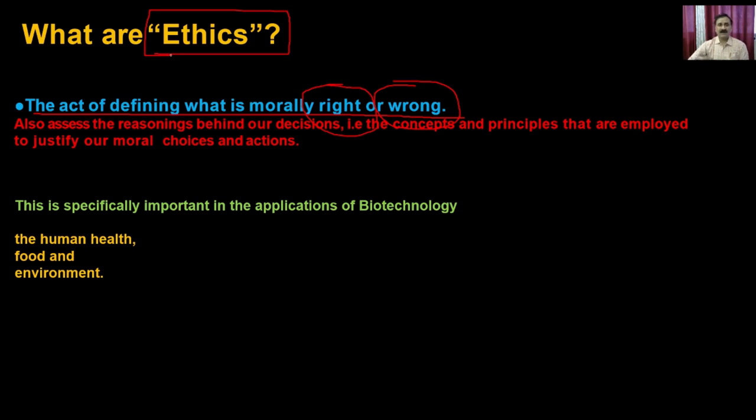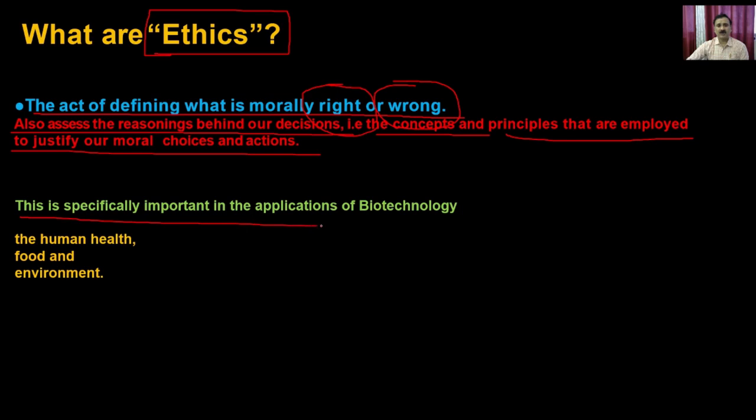That's why there are many parameters that people have designed and conceptualized, so that you can decide what is correct or wrong. It also assesses the reasoning behind our decision. Suppose you want to develop a transgenic mouse: whether that decision is correct or wrong, and what concept and principle are being employed to justify our moral choices and actions, which means what reasoning is behind developing a particular type of transgenic animal or crop.